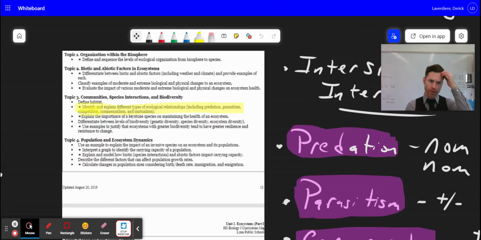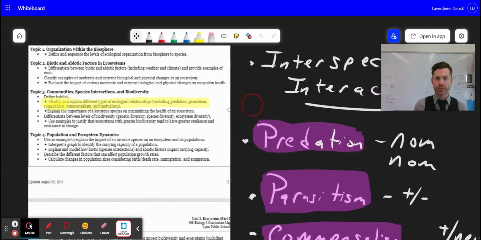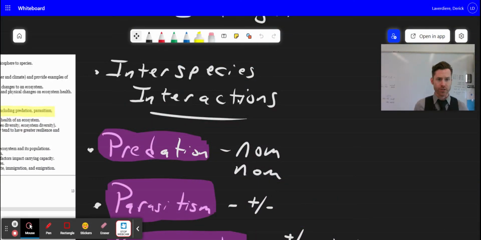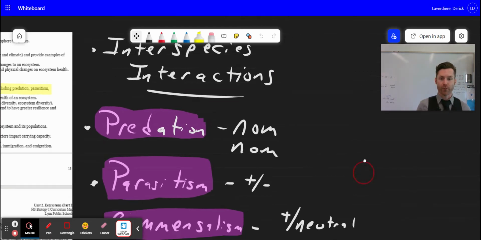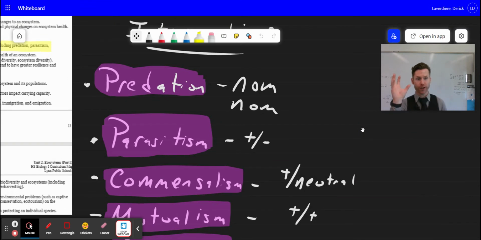So the next standard point that I'd like to talk about is identifying and explaining the different types of ecological relationships. Okay? And now specifically, these are interspecies interactions. Interactions between two different species. So we have predation. We have a predator and we have prey. The predator eats the prey, a wolf and a bunny.